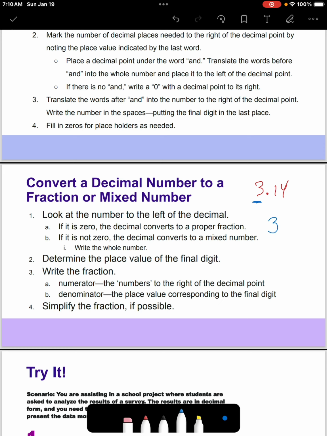So 3. Determine the place value of the final digit. Our place value here is in the second place, so it's a hundredth. Write the fraction: the numerator is the number to the right of the decimal point, which is 14. The denominator is the place value of the corresponding final digit. Since the 4 is in the hundredths position, we're going to put 3 and 14 hundredths. Then simplify. We would simplify this down, since 14 and 100 are both even. It'll be 3 and 7 over 50.